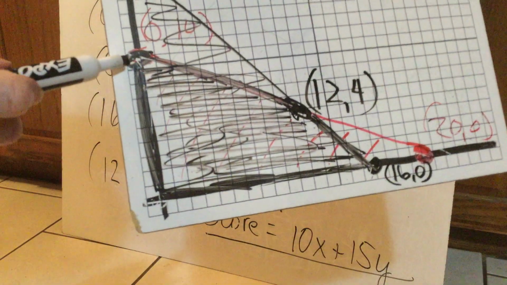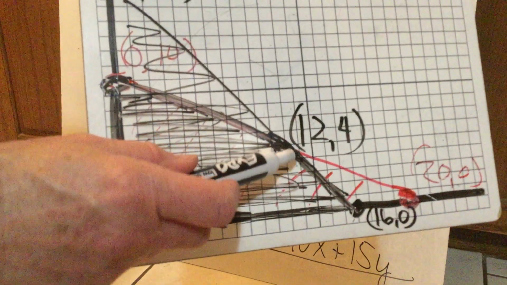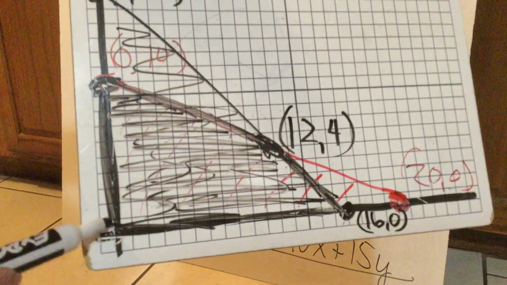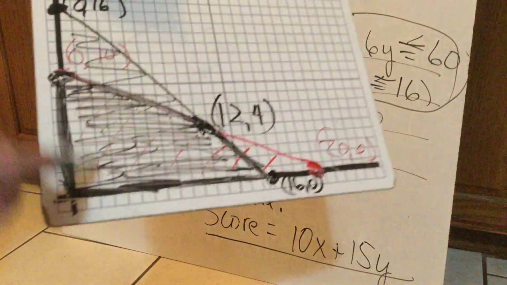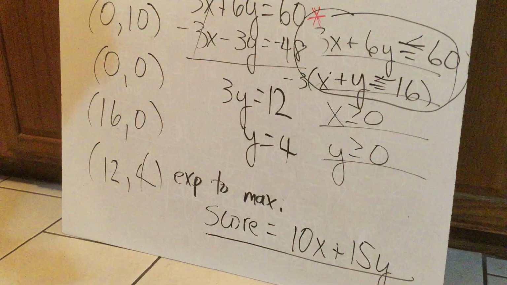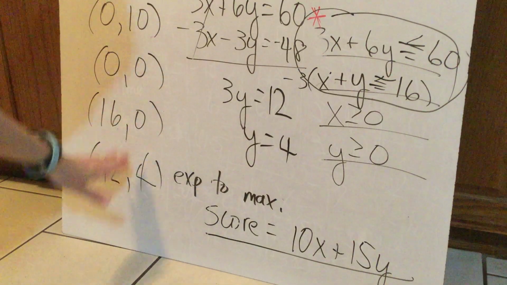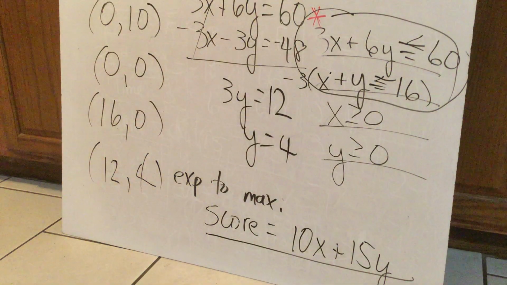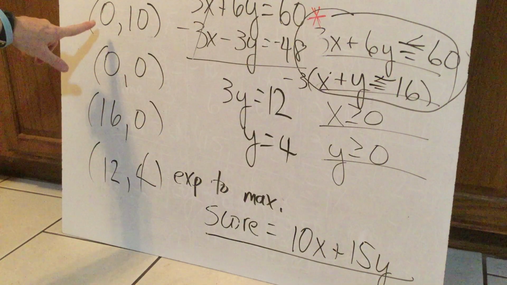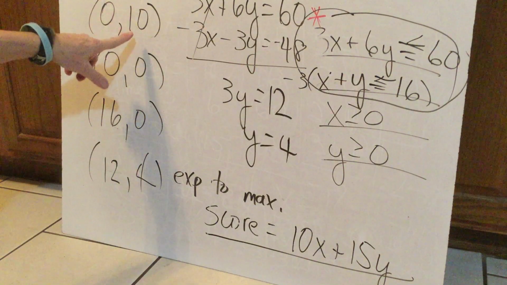So now I have 0, 10, 12, 4, 16, 0, and 0, 0 as the corners of my shaded area. Those are called the vertices. So you want to list them just like I did here. Those are the vertices. The answer to the question is going to be one of those points. So remember what your x and y stand for. Your x and y stand for the number of A's and the number of B's that you're doing. So that first point right here would mean you did no A's, but you did 10 B's.